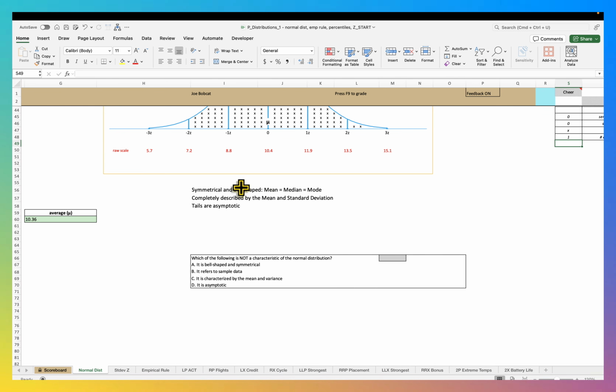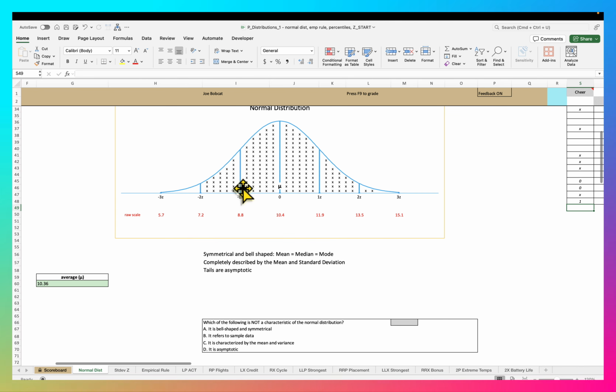Now, on a normal distribution, it has certain properties. It's symmetrical and bell-shaped, so symmetrical, both sides of the mean. It does look like a bell. And the mean is equal to the median, which is equal to the mode, the center value. It's completely described by the mean and the standard deviation. So if you have those two values, you know exactly what this curve looks like. And the tails are what are called asymptotic, which means that they approach the x-axis, but they never quite touch, no matter how far out you go.